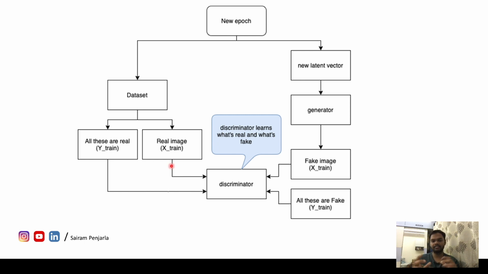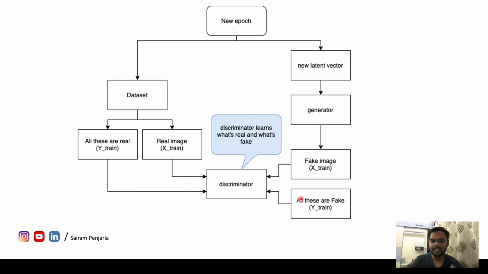So if I imagine my X train and Y train, I'm going to send in my X train, and my Y train is going to be just a series of ones. Similarly, whenever I send my fake image, I'm going to send one more array of zeros, indicating that everything I'm sending along with this fake image is completely fake. So array of zeros, array of ones, that's going to be my Y train.